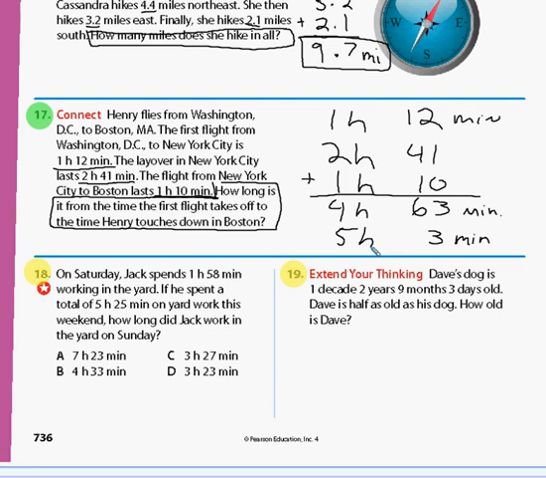Problem number 18. On Saturday, Jack spent 1 hour and 58 minutes working in the yard. If he spends a total of 5 hours 25 minutes on yard work this weekend, how long did Jack work in the yard on Sunday? A, 7 hours and 23 minutes. B, 4 hours and 33 minutes. C, 3 hours and 27 minutes. Or D, 3 hours and 23 minutes. Problem number 19. Dave's dog is 1 decade, 2 years, 9 months, 3 days old. Dave is half as old as his dog. How old is Dave?